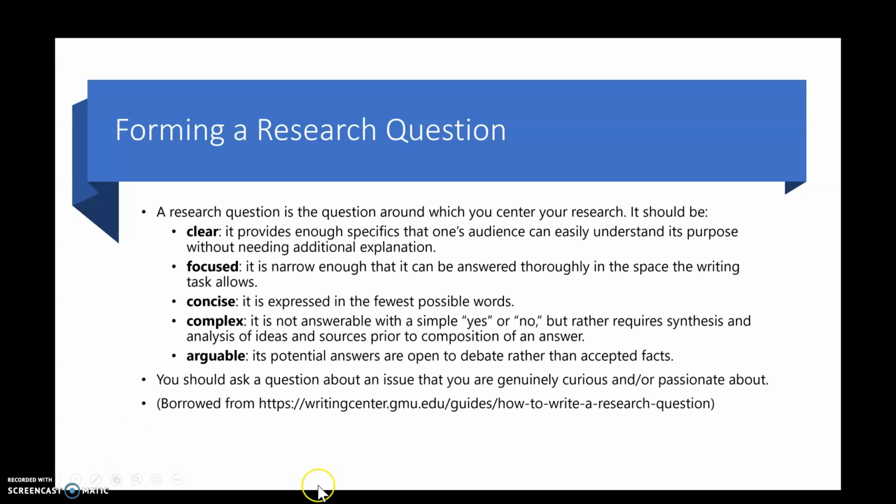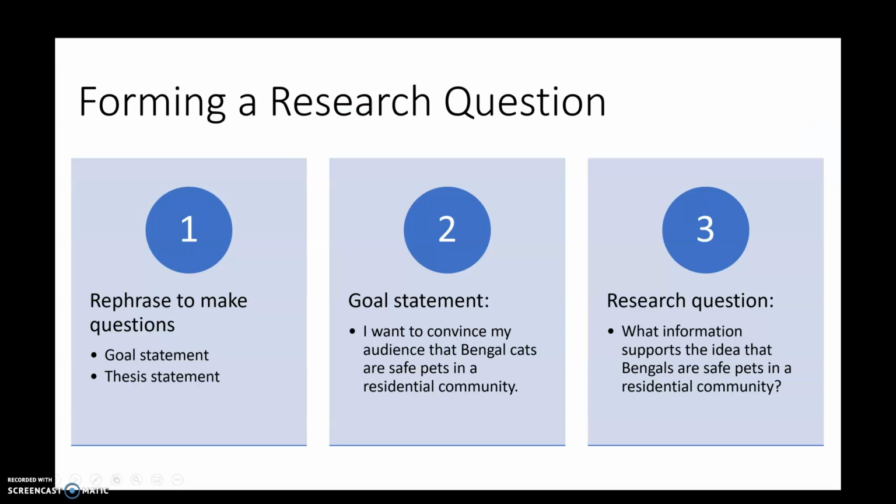And I borrowed this from the Writing Center at GMU because it is a really nice explanation of a research question. So you can go there for more information on that if you'd like.